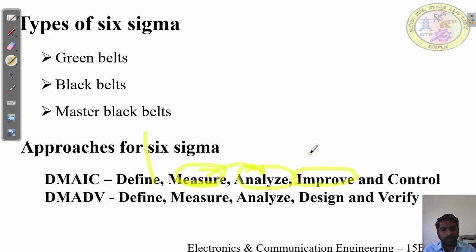And improvements, they will find out the solution: what needs to be changed, what process needs to be improved, and how the solution has to be improved. All these things will be done in the improve stage. And last will be controlling. After the improvement is done, whether it is really reflected in the actual process is verified in this control mechanism.